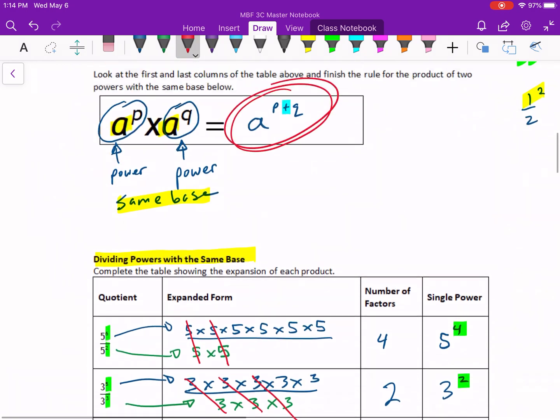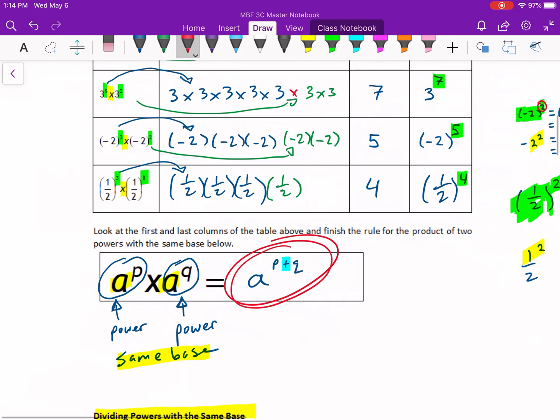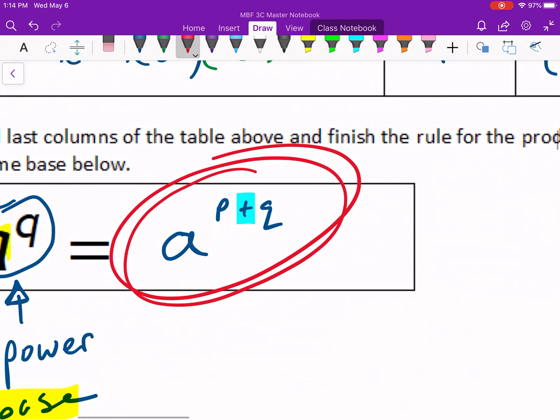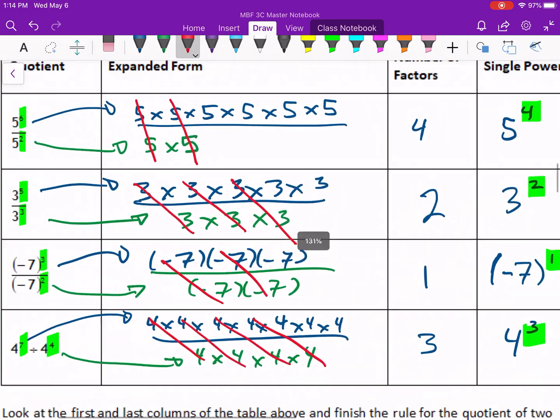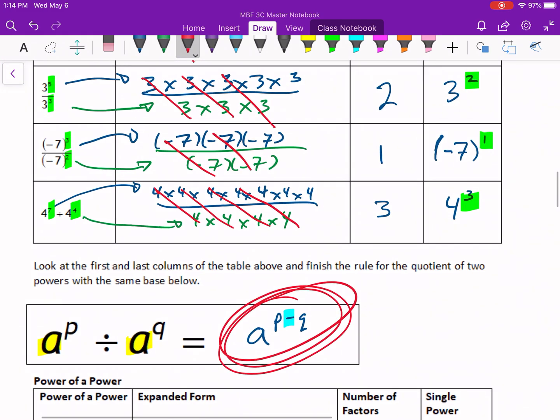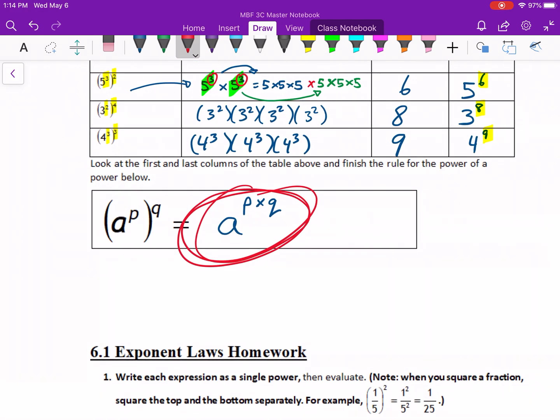Because, to summarize, when we're multiplying powers with the same base, we add. Multiplying means add exponents. If we're dividing powers with the same base, we subtract. Divide means subtract. And if we're raising a power to another exponent, then we multiply the exponents together.